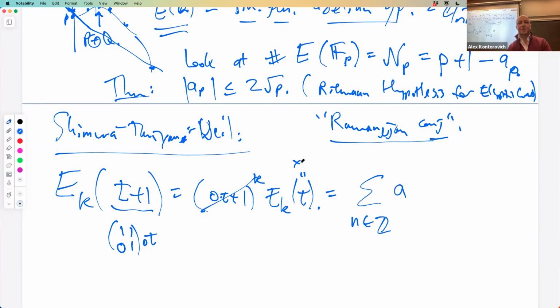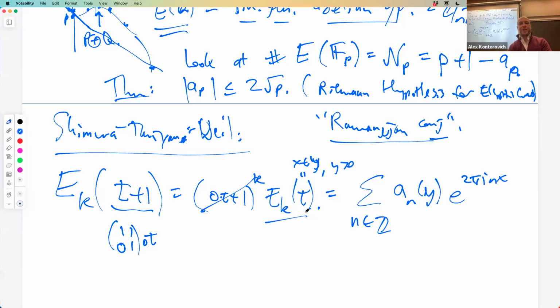If I write tau as x plus iy, where y is positive, tau is in the upper half plane. So I have some coefficient, possibly depending on y. Oh, I see. I keep hitting this little button here. That's what's going wrong. Possibly depending on y, times e to the 2 pi i n x. That's the Fourier expansion in x.